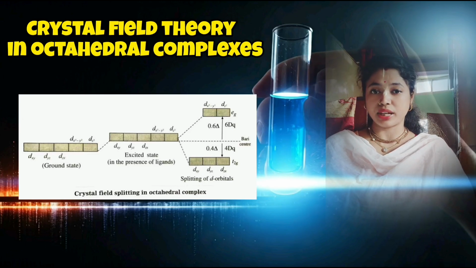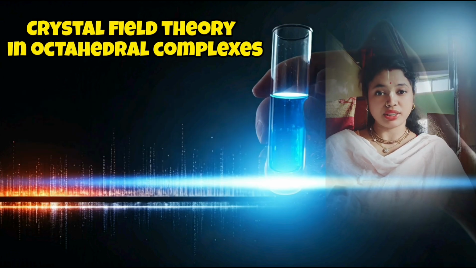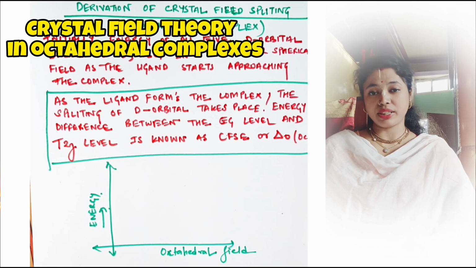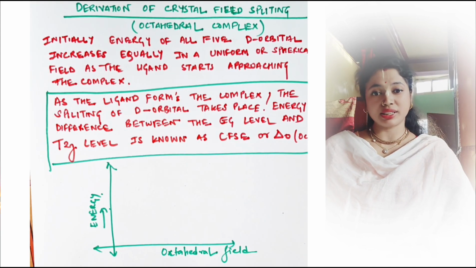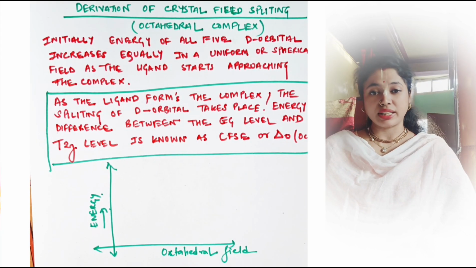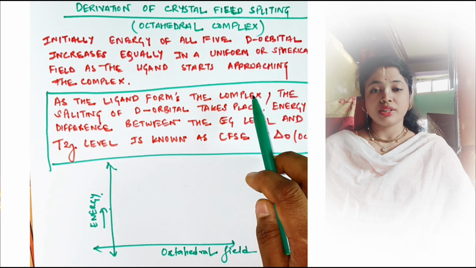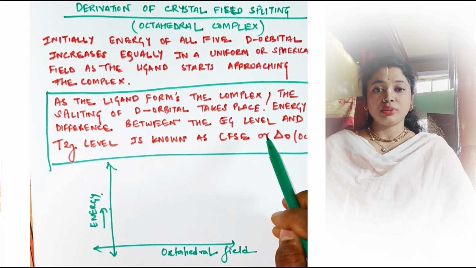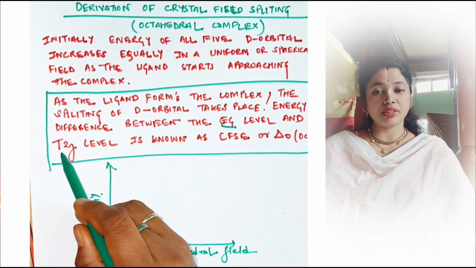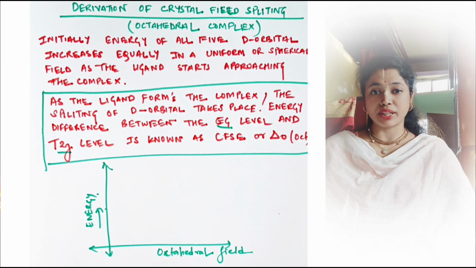Okay, so we will now go for the derivation of the energy. There is an energy difference between your T2g level and your Eg level, when they form the octahedral complex, the crystal field splitting in octahedral complexes. Initially the energy of the 5 d orbitals increases equally in a uniform or spherical field as the ligands start approaching. Initially the energy is equal, but as the ligand starts forming the complex and coming near, the splitting of the d orbital takes place. That energy difference between your Eg level and your T2g level is known as the crystal field splitting, or delta naught.